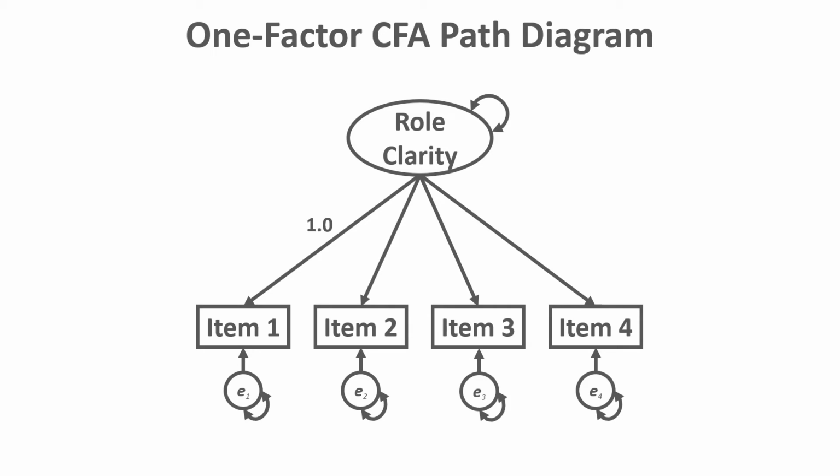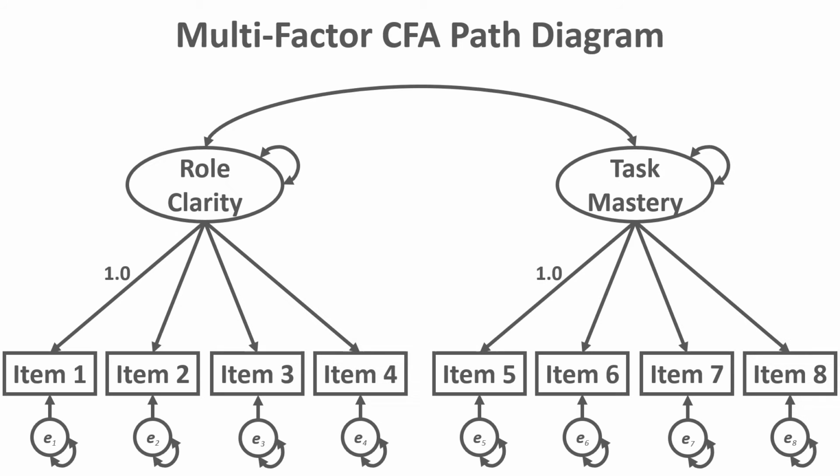You can see that there are 4 different items here. So you can imagine there was a measure administered as part of a survey to employees where there's 4 different unique items that people were responding to and rating themselves on. So we have item 1, 2, 3, and 4, and these are represented again with the rectangles here, whereas the latent factor is represented with that oval.